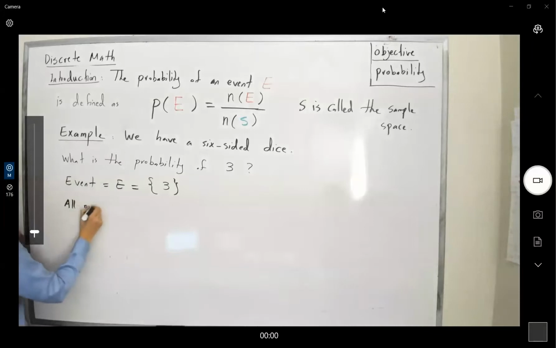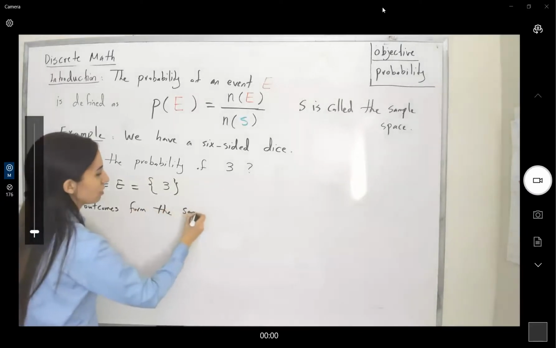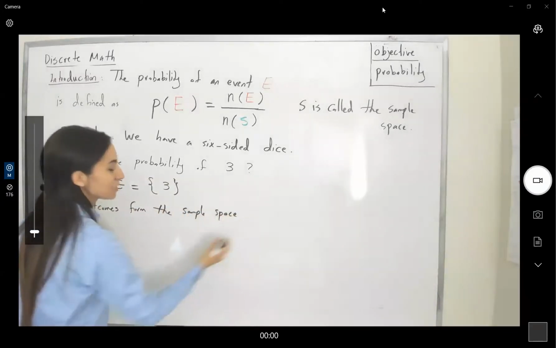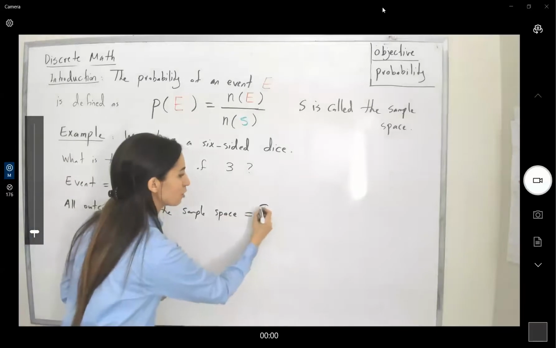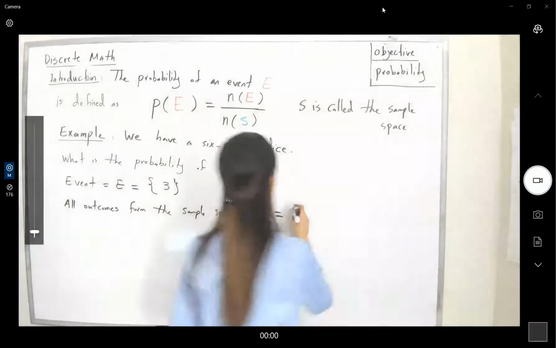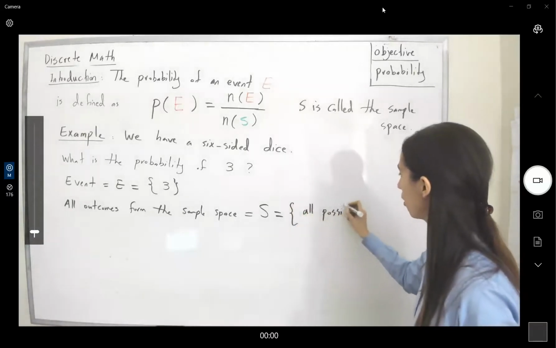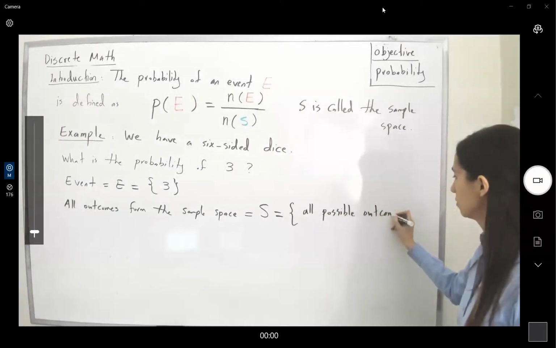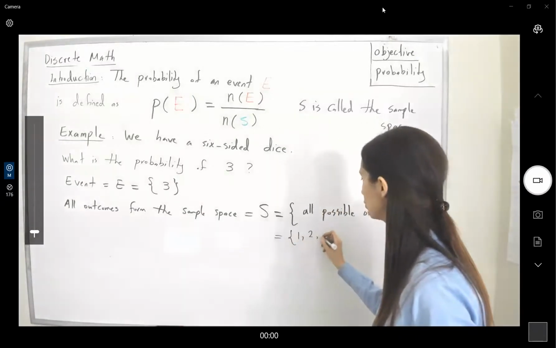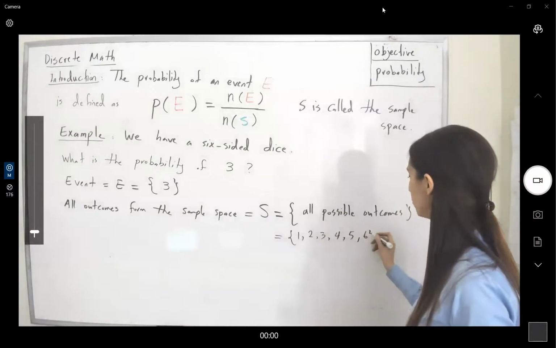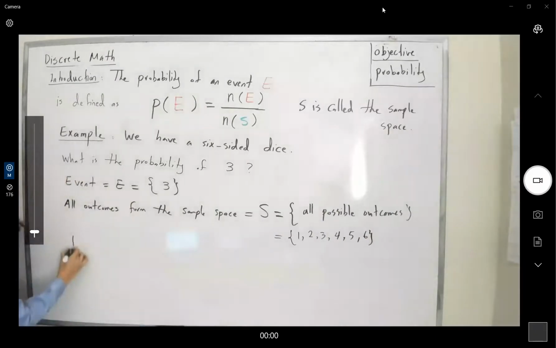All outcomes form the sample space. Sample space is the collection of all possible outcomes. This is denoted by S, which is equal to the set of all possible outcomes. Well, what are the possible outcomes? This can be 1 or 2 or 3 or 4 or 5 or 6. Okay. What is the probability of this event?